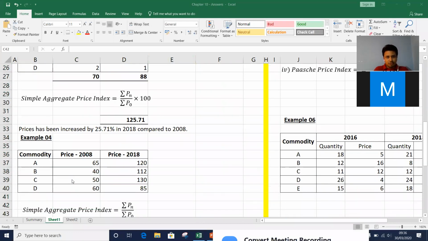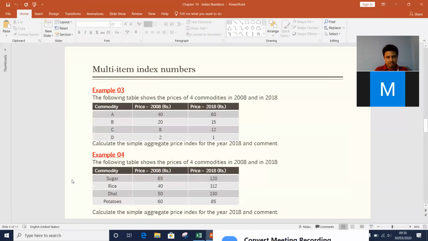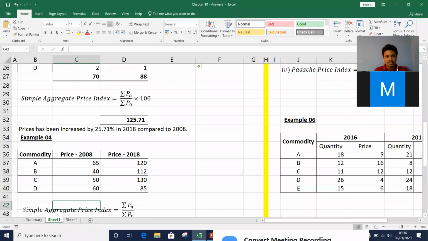Example number 4. The following table shows the prices of 4 commodities in 2008 and 2018: sugar, rice, dal, potatoes. When we have multiple items, what we need to do is calculate the simple aggregate price index for the year 2018.